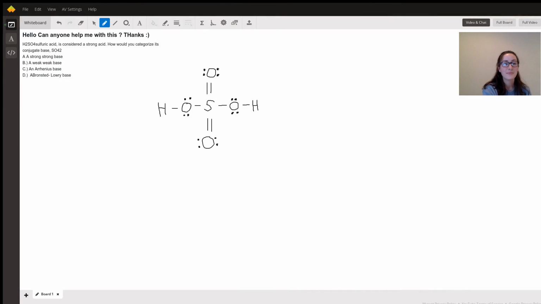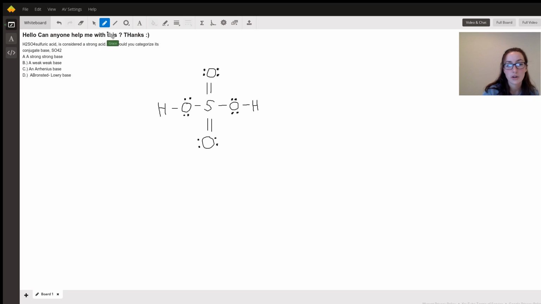Hi there! So, the question asks, H2SO4 sulfuric acid is considered a strong acid. How would you categorize its conjugate base SO4 2? Now, first of all, I think there's a problem with your question. SO4 2 should be written as SO4 2 minus, and I'll show you why that is in just a moment.